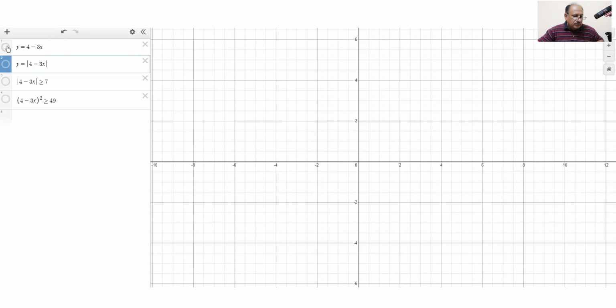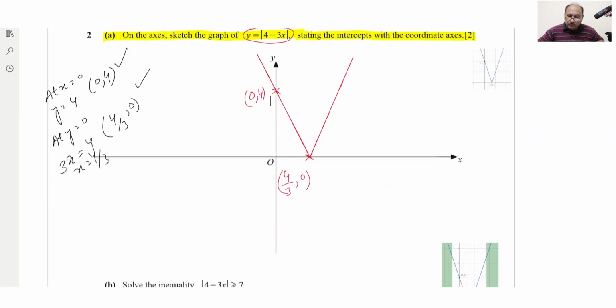So for the first equation, if we draw without mod, this will be the line which we have drawn, and the y-intercept will be 0, 4, and the x-intercept will be this one, 1.3 recurring and 0. And if we draw the mod graph, y is equal to mod of 4 minus 3x, it will be like this, the red color graph, and the negative side will be shifted to the positive side. Now I will activate the without-mod graph. So this is the final graph which we have drawn, and this has the same points 0, 4 and 1.3 recurring and 0, and I have copied the same thing on the paper also, and I'll show you.